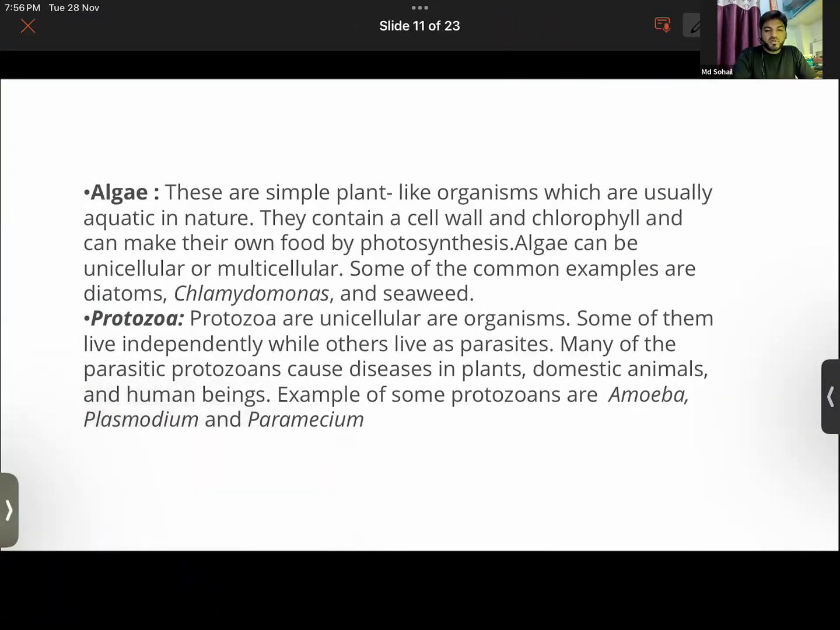Now we come on to the next classification, that is the algae. You have examples like Spirogyra or Chlamydomonas. These are examples of algae. They are simple plant-like organisms which are usually aquatic in nature, and they are greenish because they consist of which pigment?